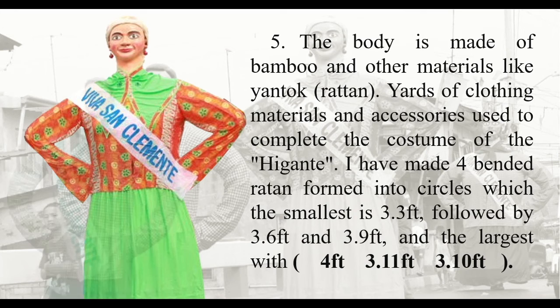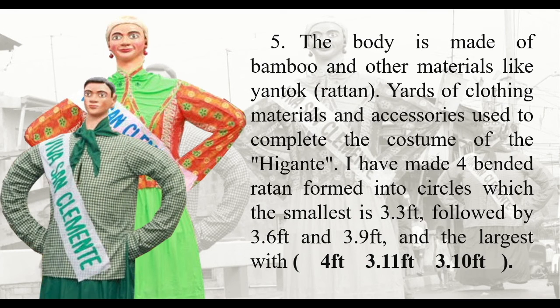The body is made up of bamboo and other materials like yantok, or known as rattan. Yards of clothing materials and accessories were used to complete the costume of the Higante. I have made 4 bended rattan formed into circles, which the smallest is 3.3 feet, followed by 3.6 feet and 3.9 feet, and the largest with 4 feet, 3.11 feet, 3.10 feet.